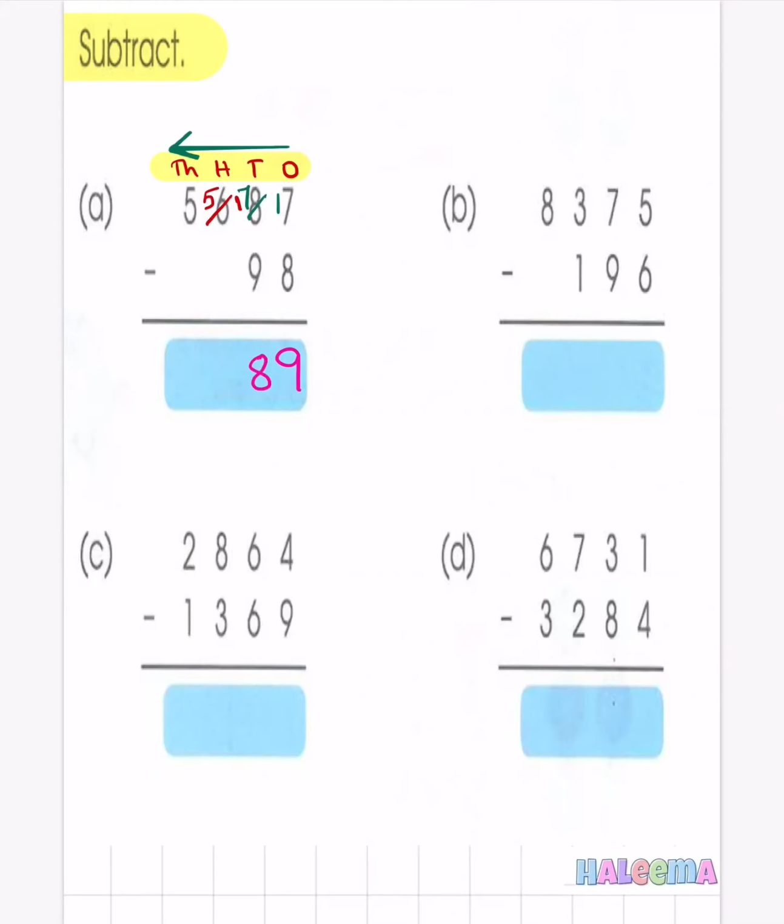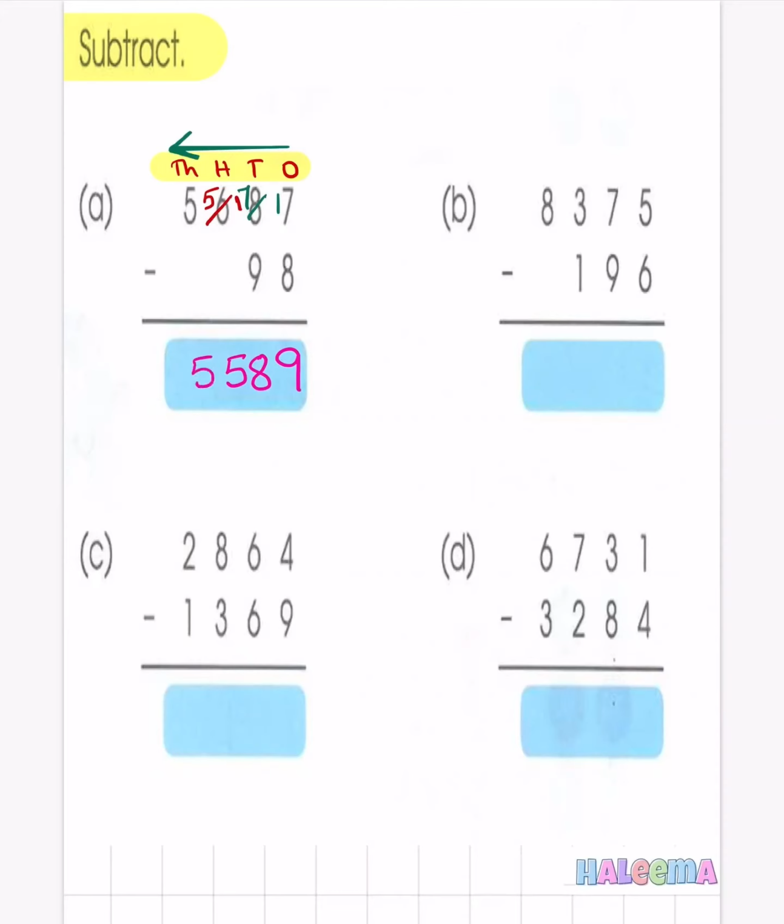Okay, there's nothing under 5. So we're going to assume there's a 0. 5 minus 0 is 5. Again, there's nothing in the thousands place under 5. So we're going to assume there's a 0. And 5 minus 0 is 5.